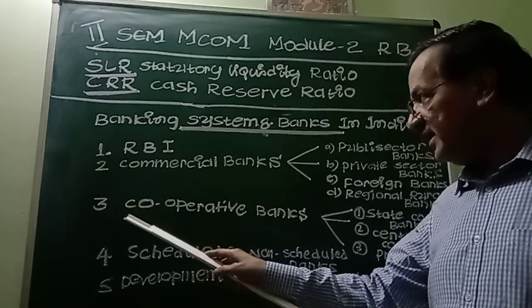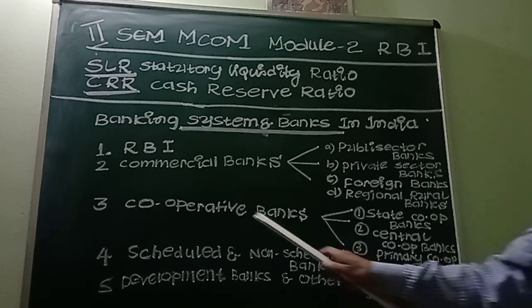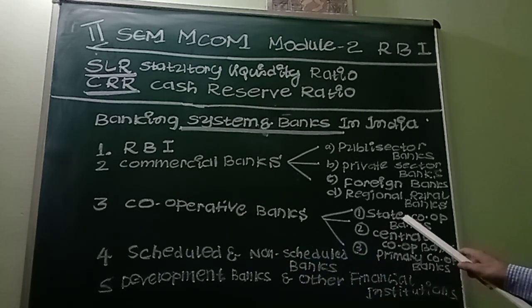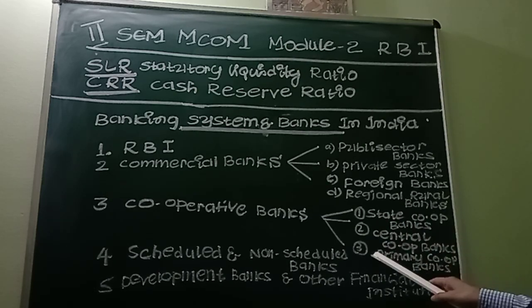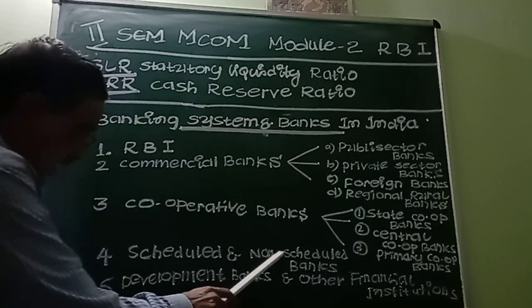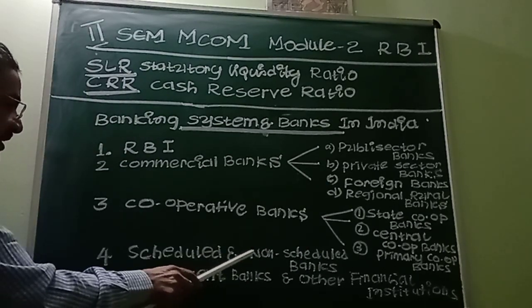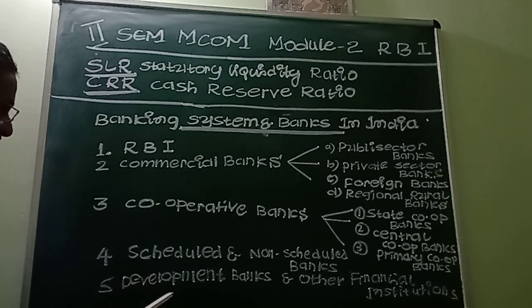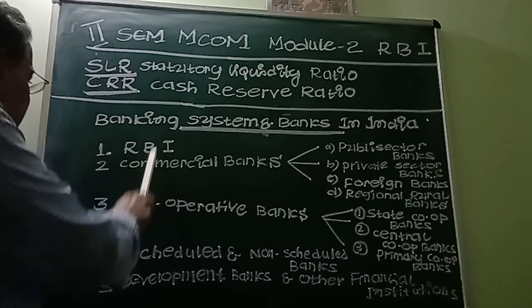Coming to the third important type of banks in India, it is cooperative banks. Under cooperative banks, you have state cooperative banks, central cooperative banks, and primary cooperative banks. So the fourth category is scheduled and non-scheduled banks. Let us try to understand this later. The fifth important thing is development banks and other financial institutions. Let us take up one by one in detail.